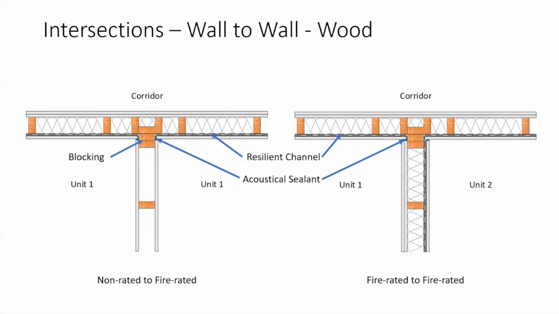So on the left, we have a non-rated partition. This could be like a wall between bedrooms in an apartment, something like that, that runs into a rated partition. In this case, the non-rated is non-rated for acoustics and fire, and the rated would be rated for fire and acoustics.